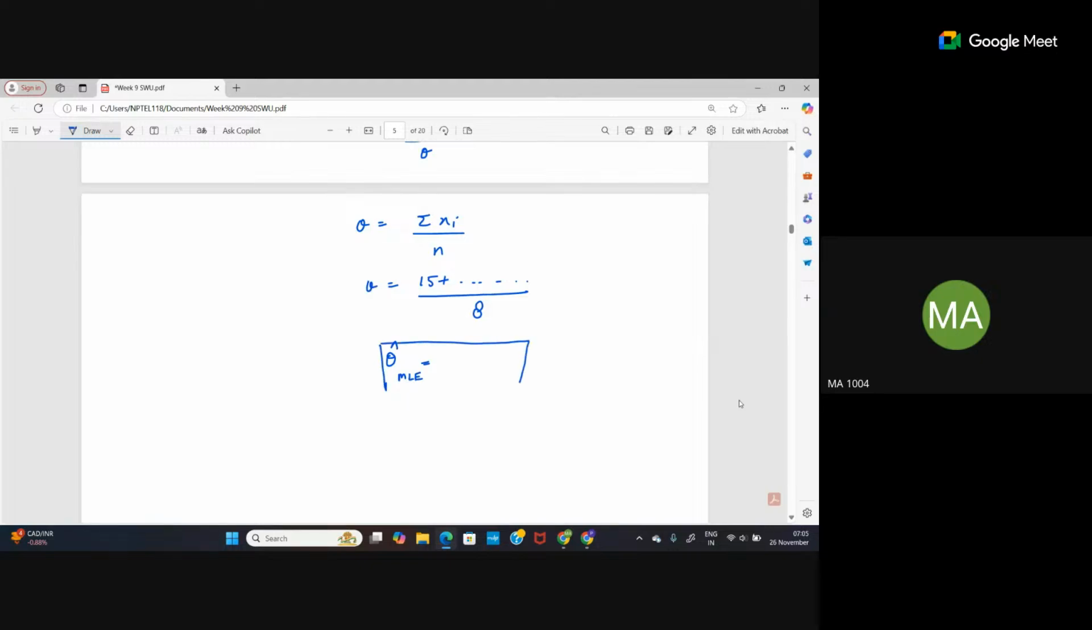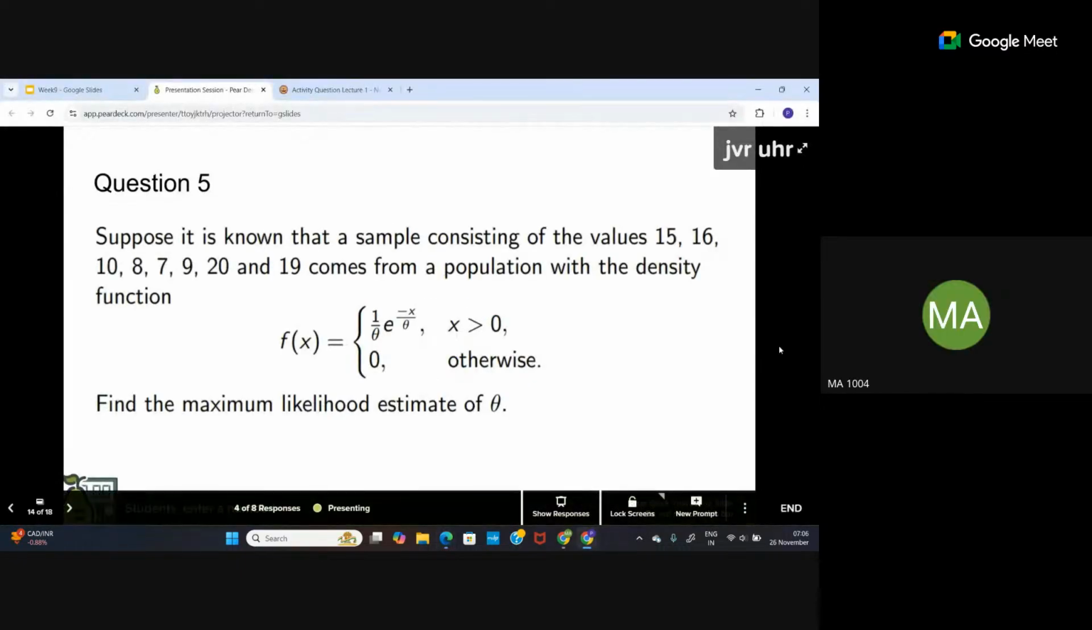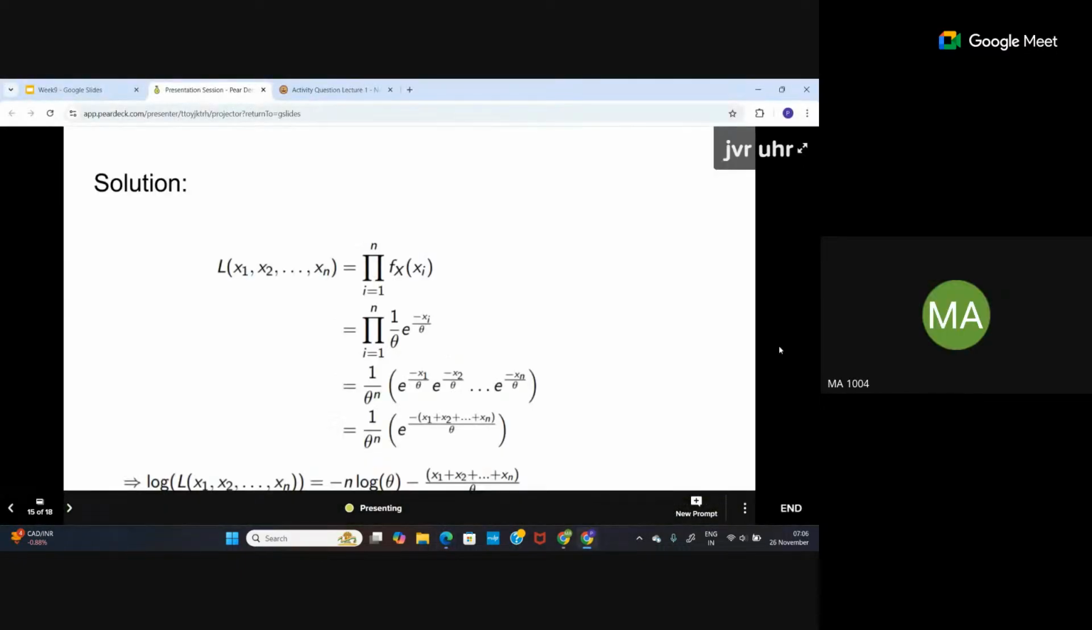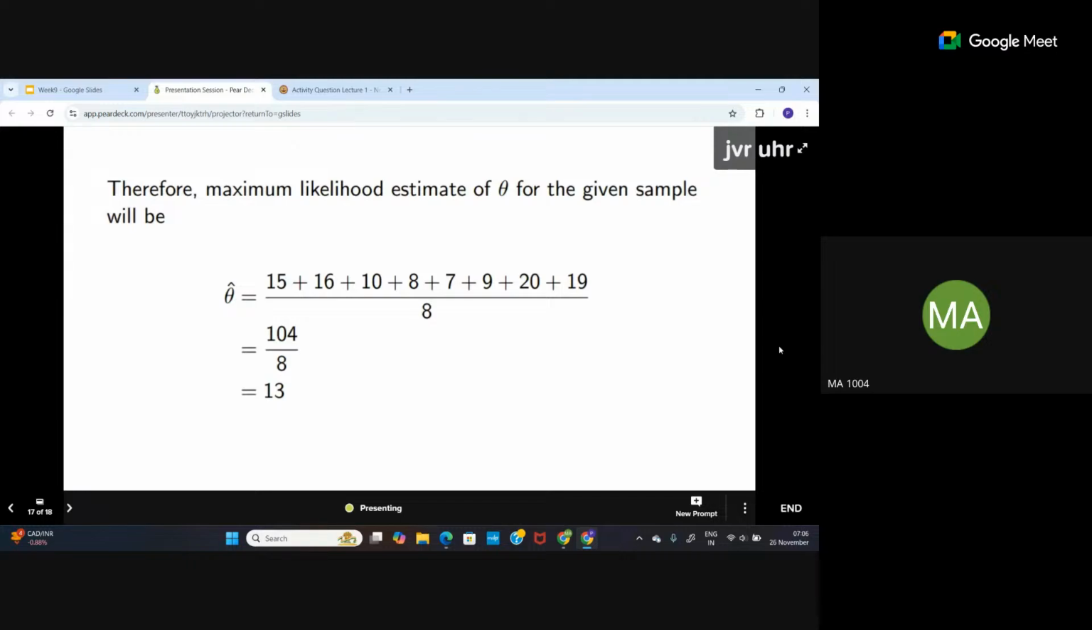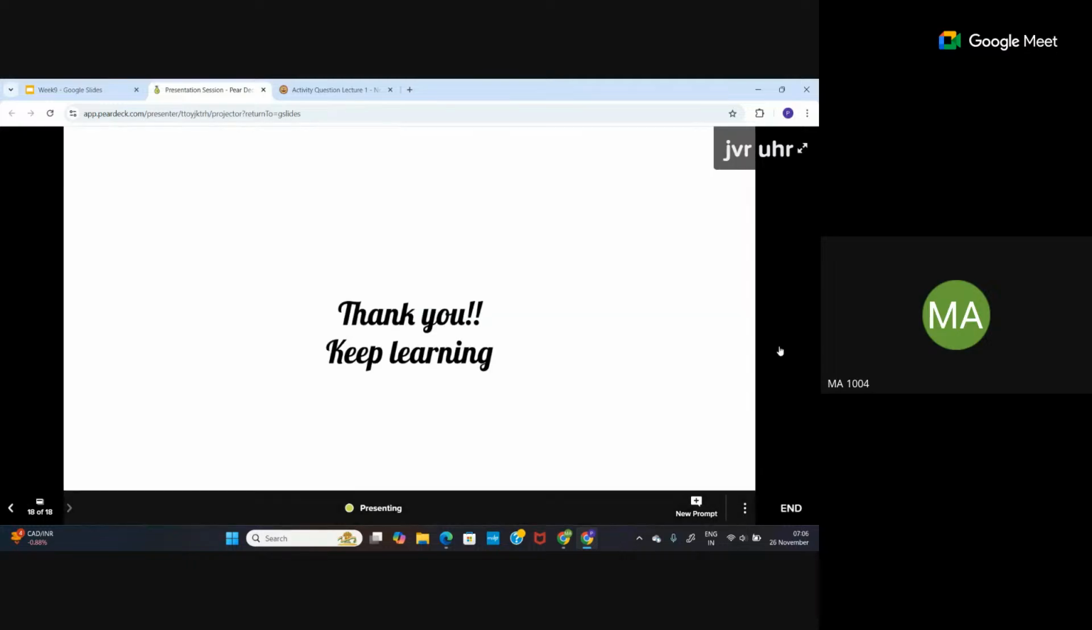Now calculate this value. Ma'am, it will be 13. Yes, it will be 13. Any doubt? No, ma'am, all clear. So this was your last question for today's solve with the session. The same process is written here also. If any doubt, you can ask.